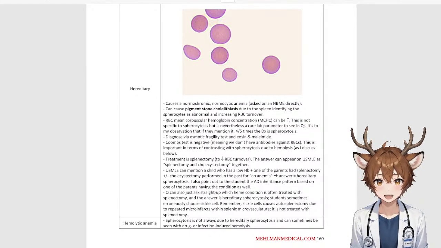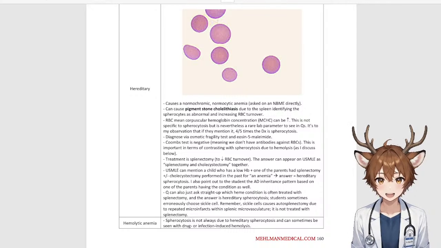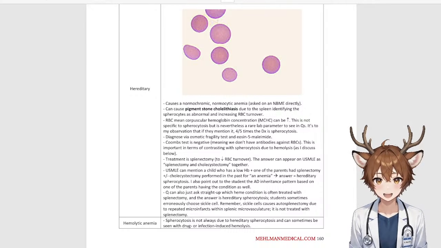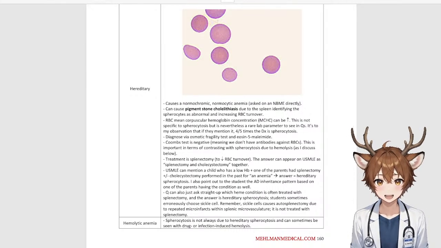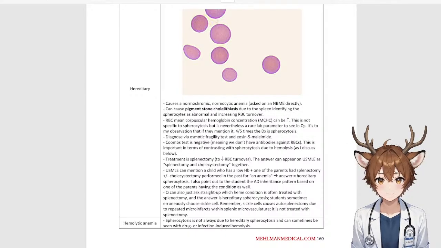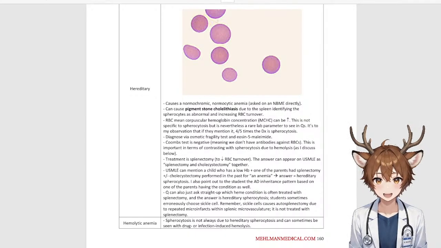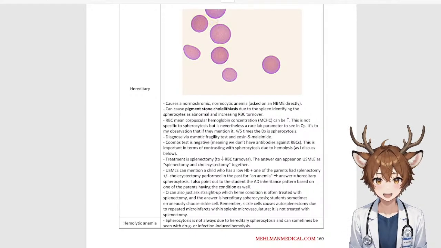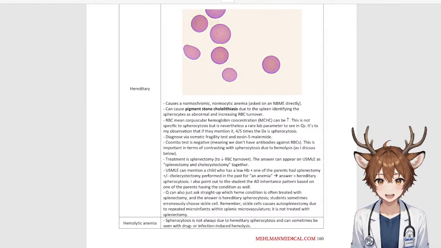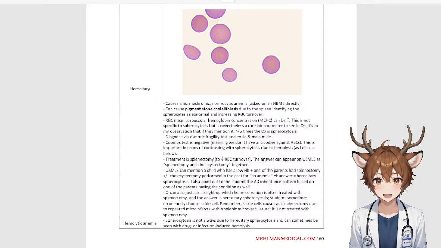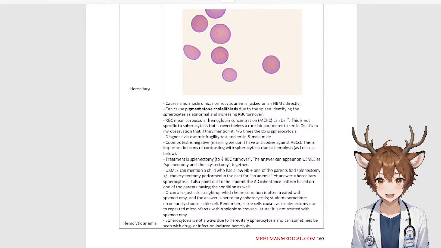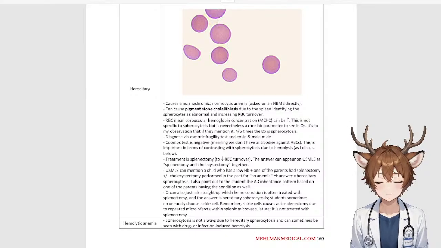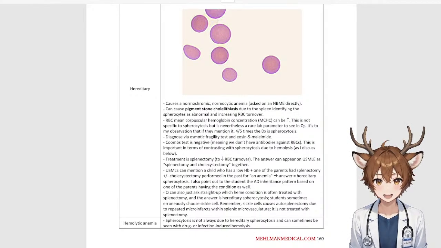RBC mean corpuscular hemoglobin concentration (MCHC) can be elevated. This is not specific to spherocytosis, but is nevertheless a rare lab parameter to see on questions. It's been my observation that if they mention it, 4 out of 5 times the diagnosis is spherocytosis, diagnosed via osmotic fragility test and eosin-5-maleimide. Coombs test is negative, meaning we don't have antibodies against RBCs. This is important in contrasting with spherocytosis due to hemolysis, as I discuss below.